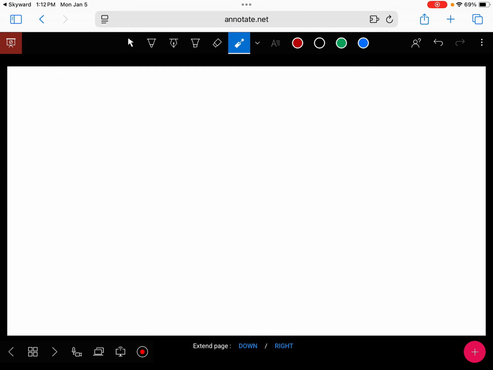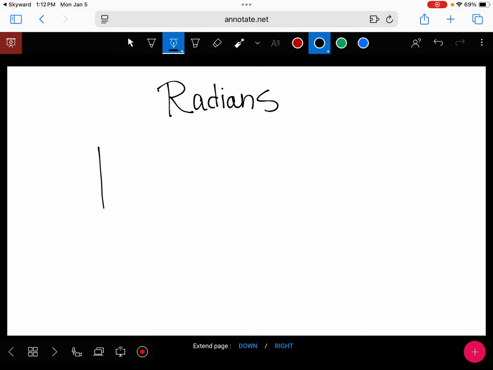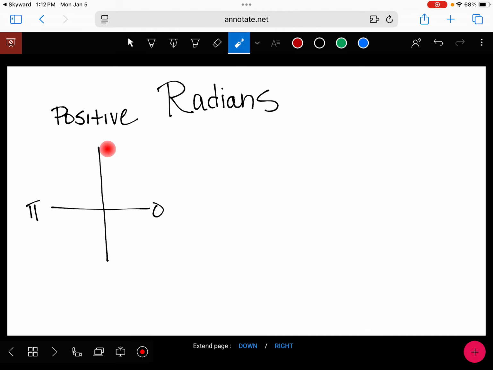All right, let's talk about radians, and let's measure our coordinate plane. So we've got positive. All right, so this is 0 and this is pi. Anyone want to take a guess what this would be? What is in between 0 and pi? What do you think is in the middle of 0 and pi?